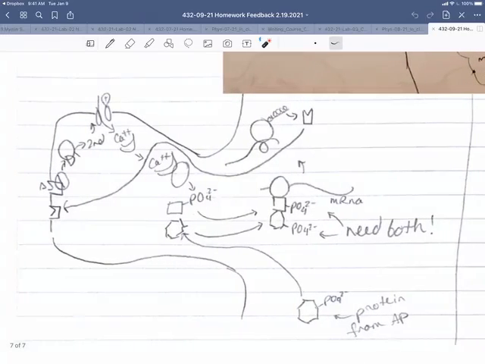Here's another version of that that I just showed.